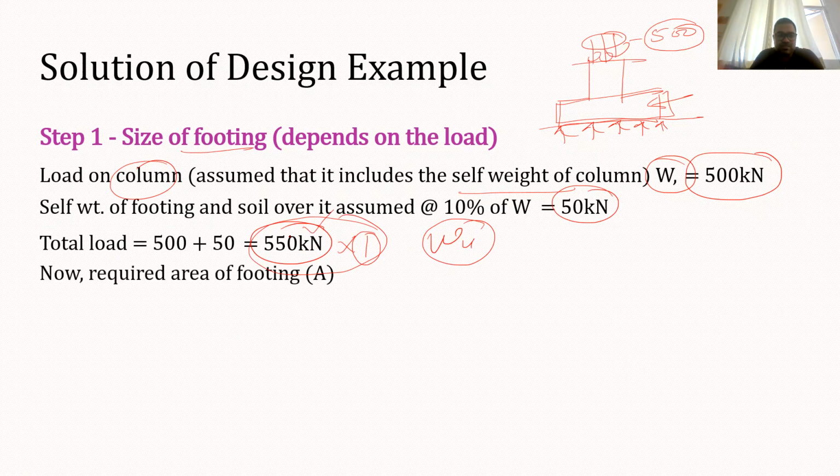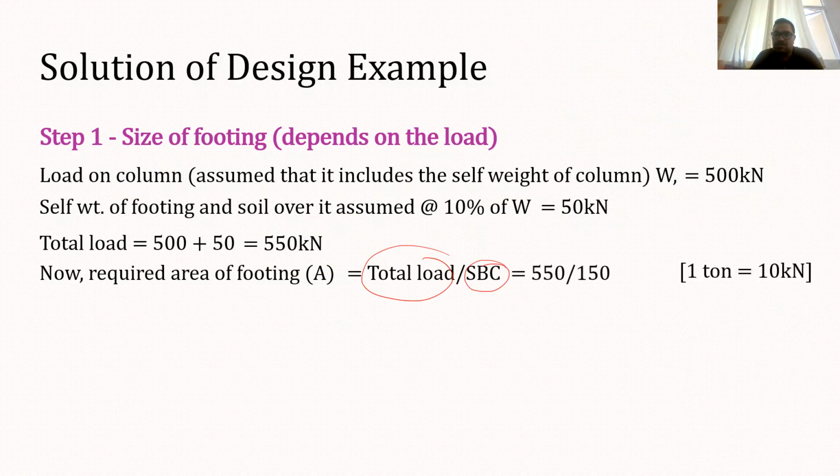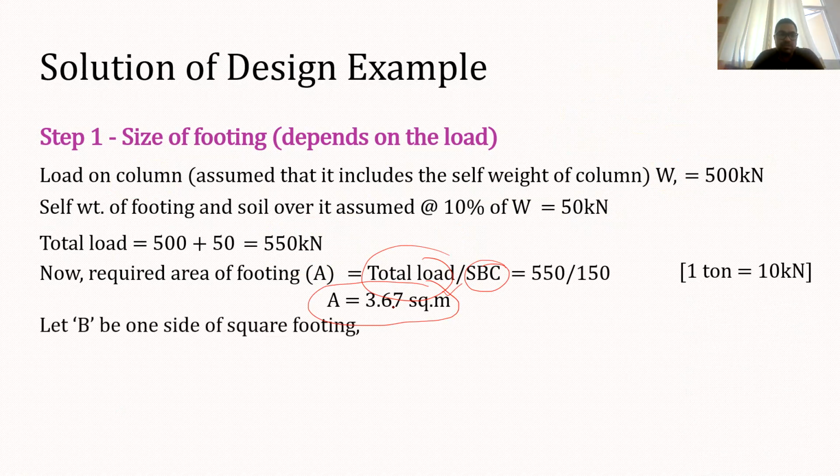Now we can easily calculate the area of footing, which is the total load divided by the safe bearing capacity. Putting the values here, we get the area of footing as 3.67 square meter. This area we got from this relation, and we know that our foundation will be square in plan. Therefore we can easily calculate the side of the square by using the relation.